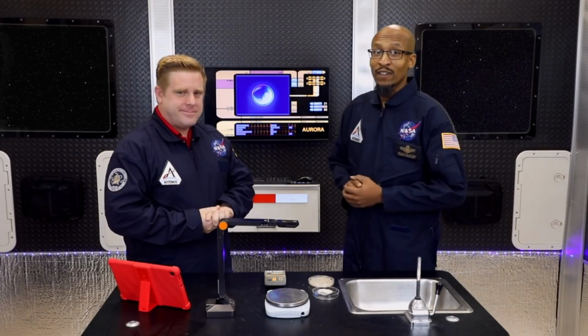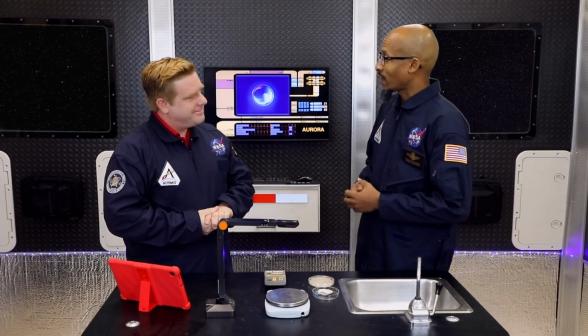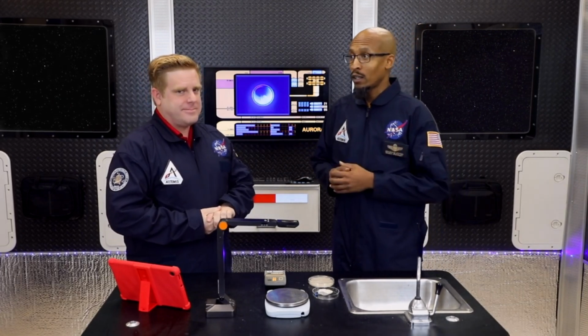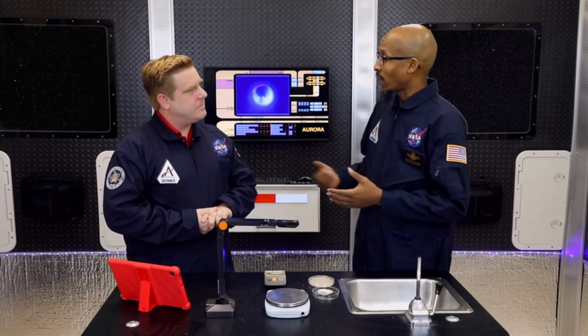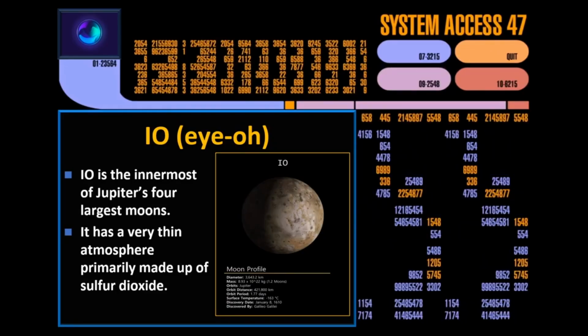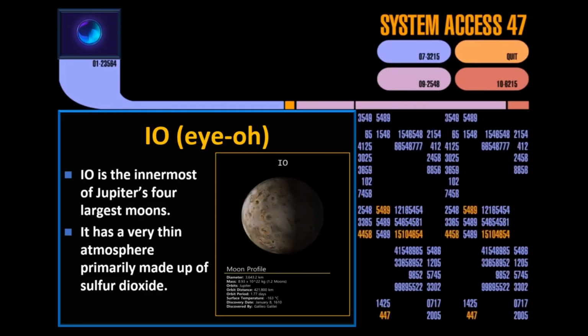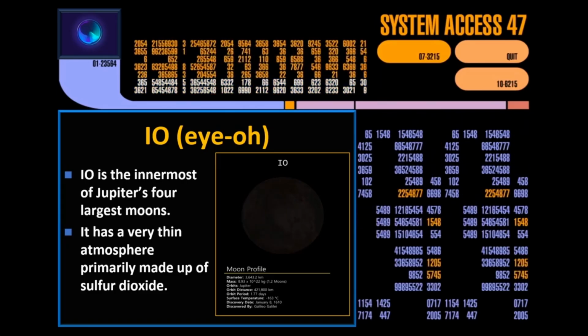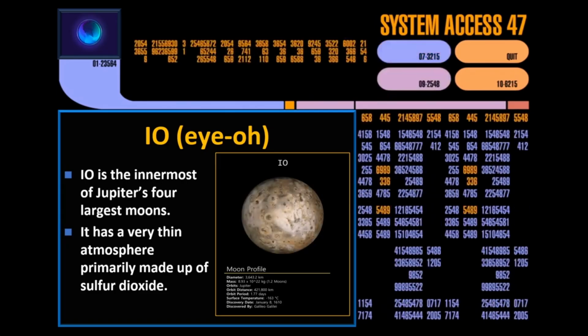So today we're going to be evaluating the soil taken by the Osiris Mark 9 probe, and we'll be able to see what the samples showed us from the moon Io. Io is the innermost of Jupiter's four largest moons. It has a very thin atmosphere, primarily made up of sulfur dioxide.